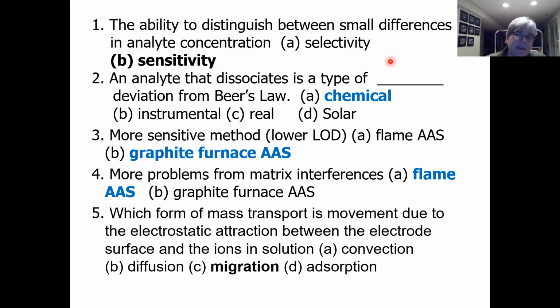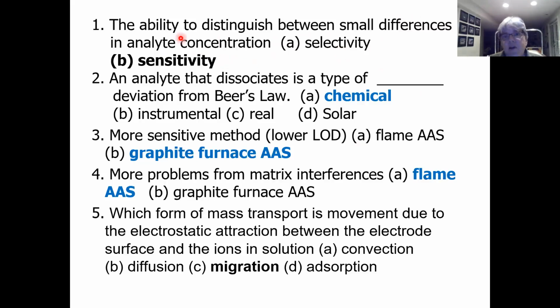Okay, I made a statement that if you actually understand the quiz material, that's 80% of the test. So what do I mean by that? Well, here are some old quiz questions. So let me give you some examples. So this question: the ability to distinguish between small differences in analyte concentration, selectivity or sensitivity. This is a choose one.